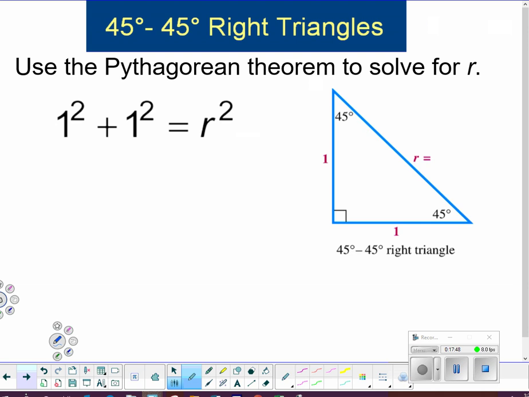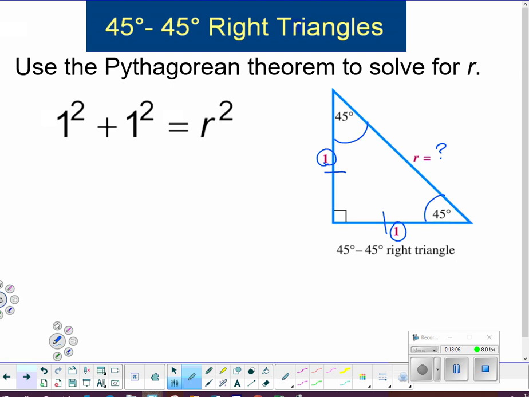The other special right triangle is a 45-45. And we know in a 45-45, if we have base angles that are congruent, then the sides opposite them are congruent. So we've indicated that by just giving them a simple value of 1 and 1.